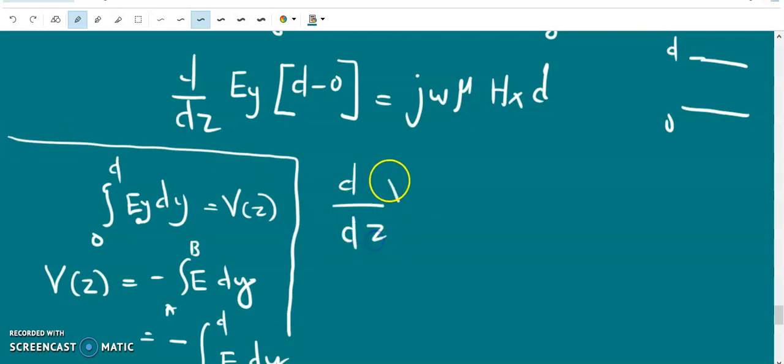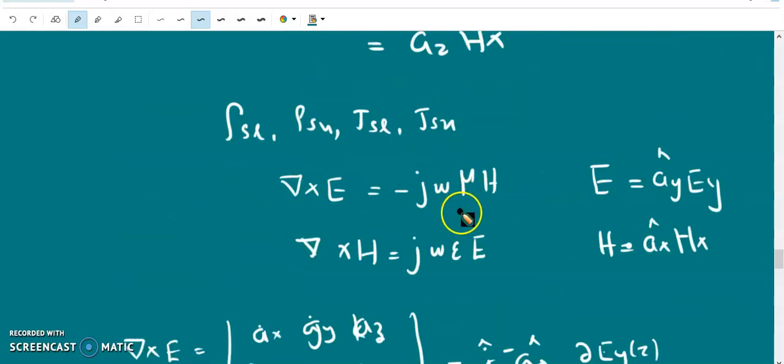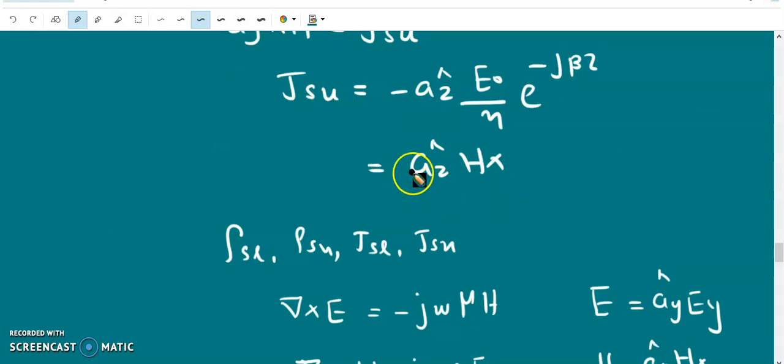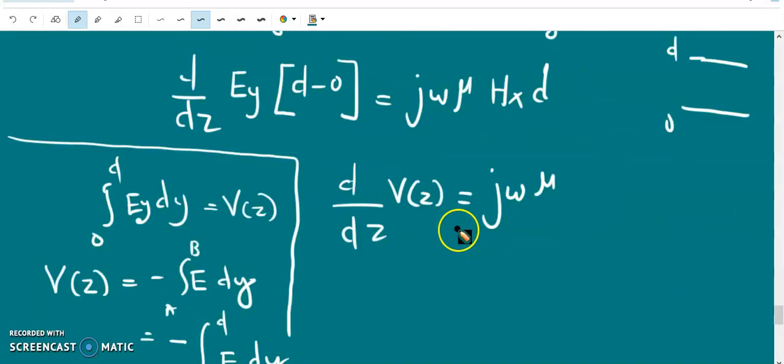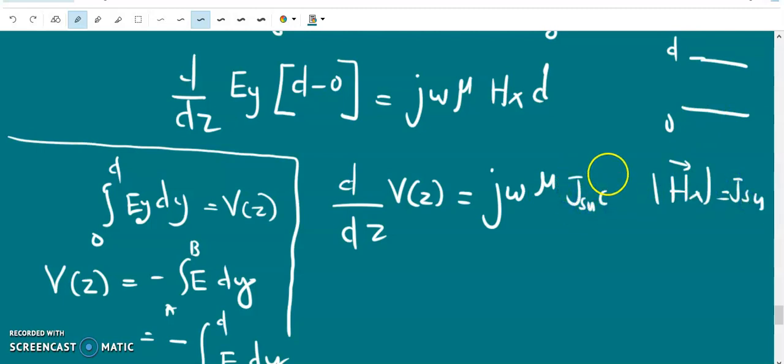V of z is equal to j omega mu. So the Hx can be substituted in terms of Jsu. So we have already found that Jsu is equal to az cap cross Hx. So here we are using the magnitude of Hx in the equation, the magnitudes. So Hx in magnitude is Jsu itself. Jsu into d.